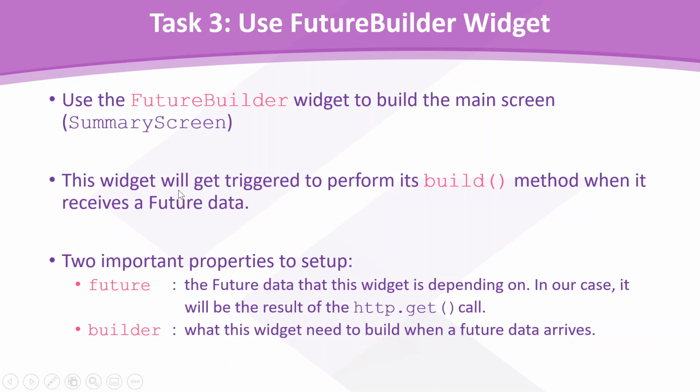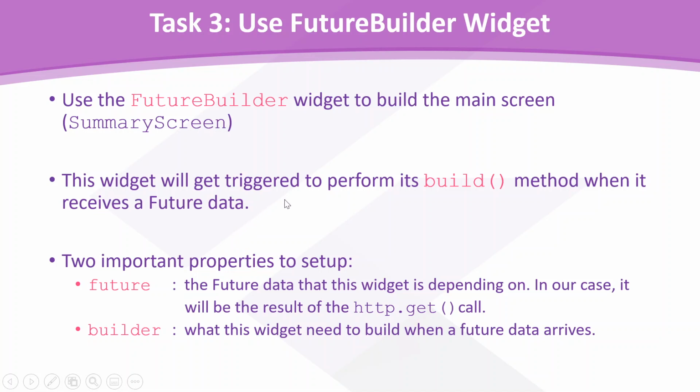So the FutureBuilder widget will get triggered to perform its build method when it receives future data. Okay. In fact, there is another widget that works on the same principle, but in a better way, which is StreamBuilder. As you may guess from the name, FutureBuilder depends on a future, StreamBuilder depends on a stream. In order to understand StreamBuilder, it's better to get started from FutureBuilder. The working principle is the same. The only difference is the data that they depend on.